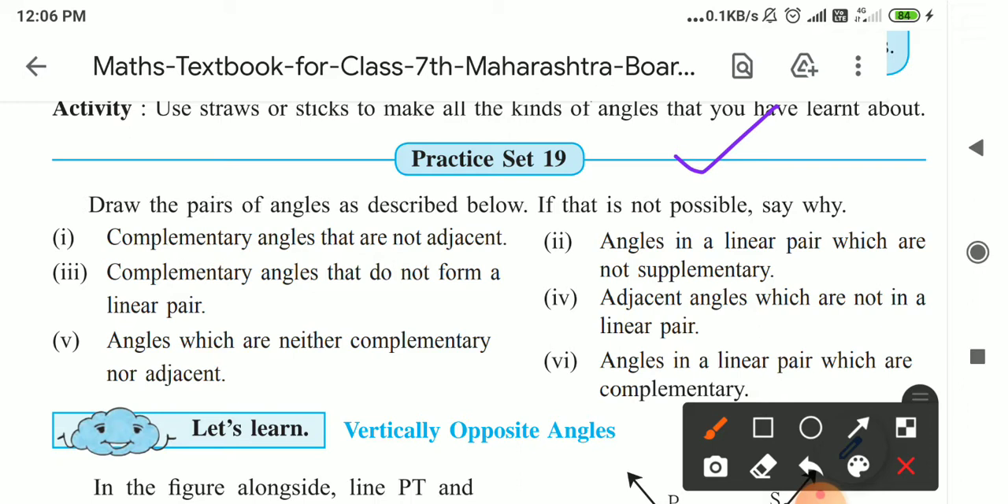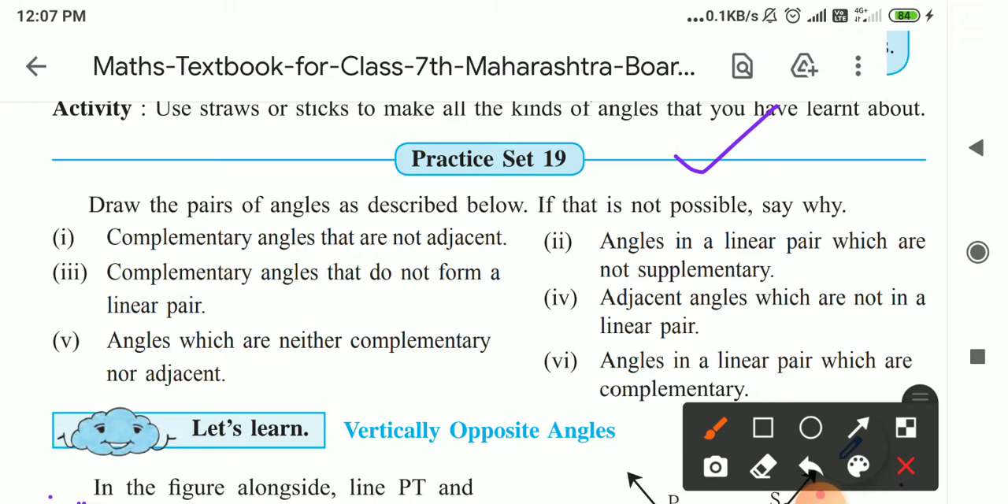So first of all, we will see how to read the statements which are given here, and according to those statements we will verify whether it is true or false, and whether it is possible or not possible. If it is possible, then we will discuss why. If not possible, we have to say why it is not possible.